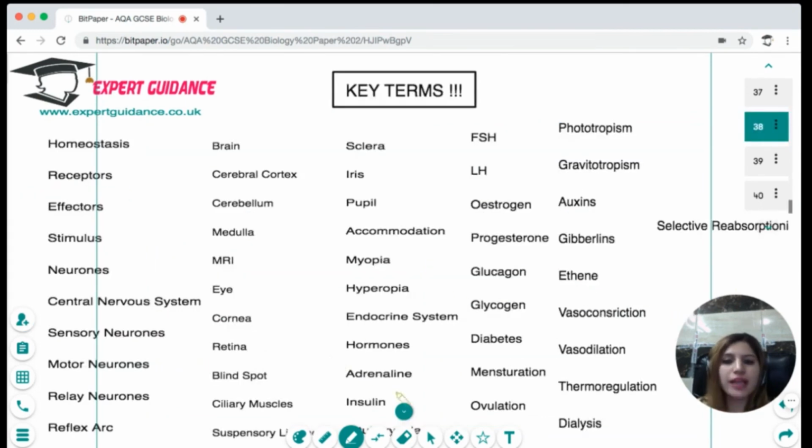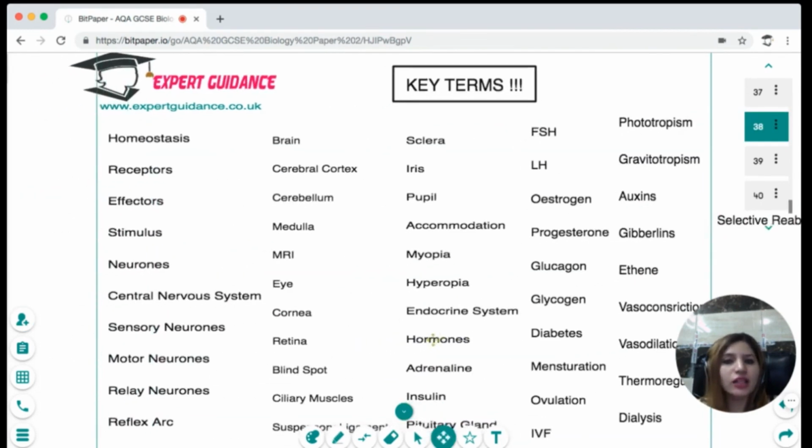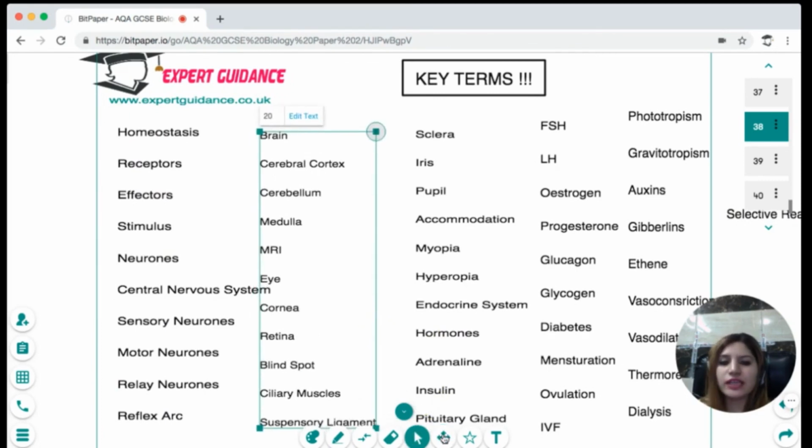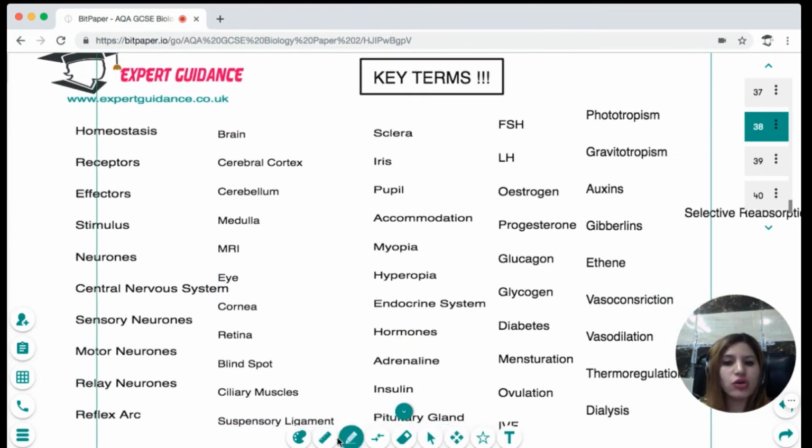Okay, so I hope this topic, a long topic with a lot of key terms, is crystal clear to you. Now let us see what are the key terms you should know. So you need to write about all these key terms, pause the video, write about these key terms, and come back.